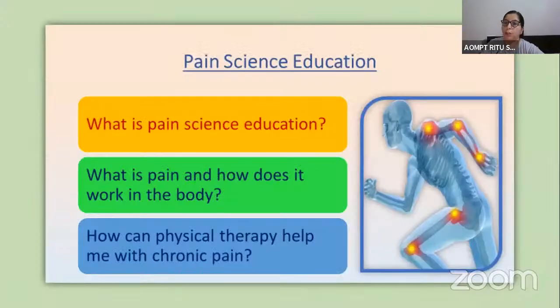So pain science education is a very important part where we learn what pain science education is, what pain is and how it works in the body, or how physical therapy can help me with chronic pain if I am having pain. So this was just 10 minutes before, where sir highlighted how a physical therapist can understand pain with its components, the articular, myofascial and all the components, by taking the history related to where the need is, central sensitization or cognitive behavior. So this is the way pain science education gives us this idea.